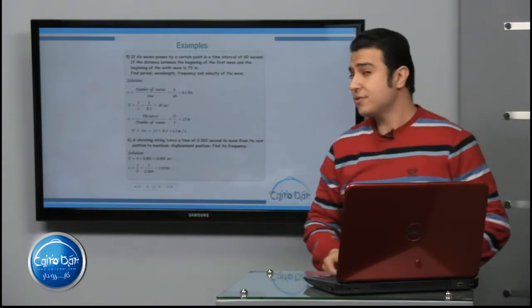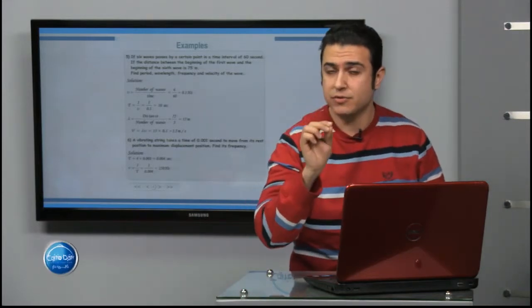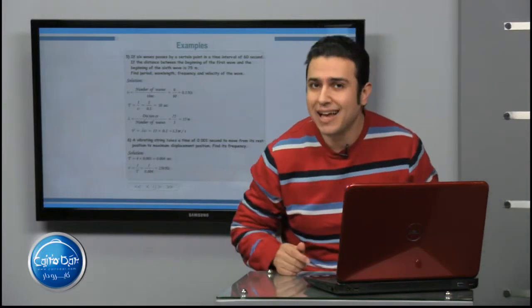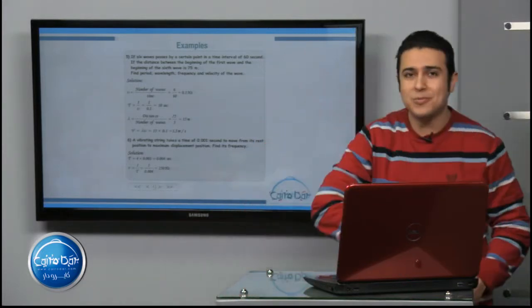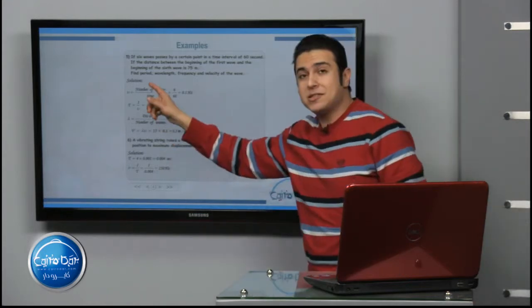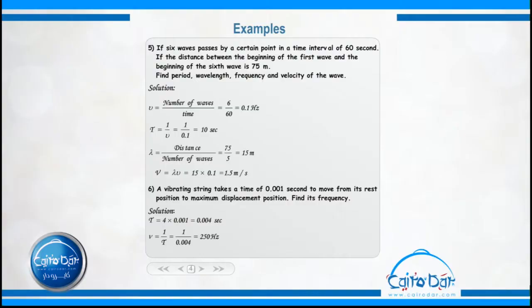We have 6 waves. These 6 waves propagate through an interval of time which is 60 seconds. So easily we can calculate the frequency. Frequency equals number of waves divided by time in seconds. We have only 6 waves, and the time is 60 seconds. So 6 divided by 60 equals 0.1 hertz.